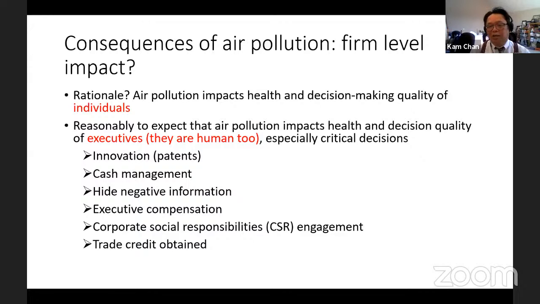So here the basic idea is that bad air pollution affects executives and all employees, certainly, especially executives making corporate decisions or corporate policy decisions. So I actually look at a few things. I already did research on that. I'll briefly share that with you: a company's innovations, so their patents; cash management; do they hide negative information; disclosure about executive compensation; their CSR engagement; and trade credit. So I'll briefly talk about this.